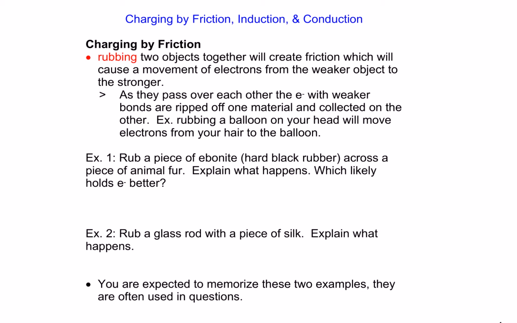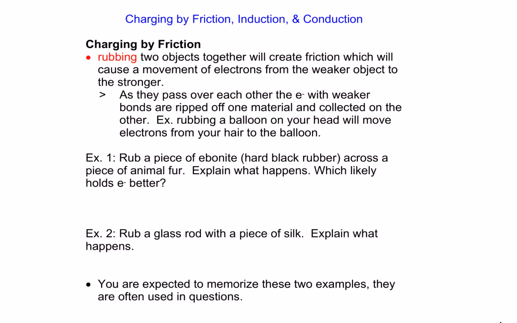Okay, today we're going to look at how we can create charge on an object and also how to move charge from one object to the other through induction or conduction. So we have three different methods. The first one, friction, is how we can actually create a charge. So friction just basically means something that's rubbing together.